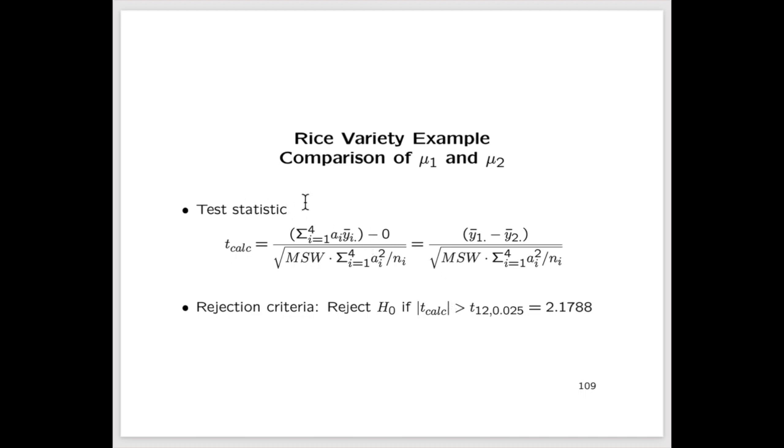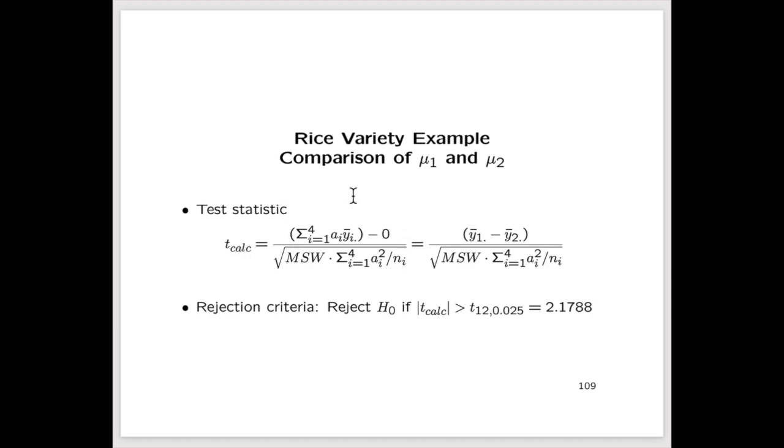So the test statistic will be the same linear combination, but of the sample means. Then we subtract from that the hypothesized value, delta 0, which is the hypothesized value of the linear combination of the population means. And then we divide that by the estimated standard error of this linear combination of the sample means. That is the square root of sigma hat squared, or MSW, times the sum, i going from 1 to 4, of a sub i squared over n sub i.